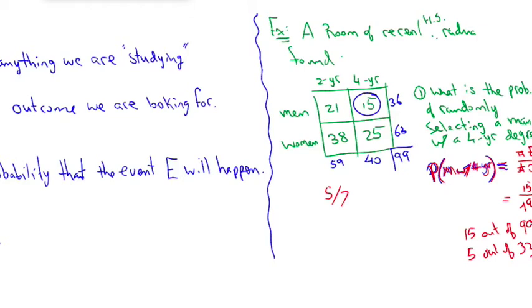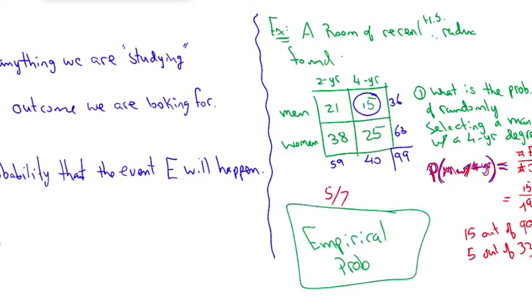This, by the way, I haven't cleared it yet. This is called empirical probability. When you have physical numbers involved, we call it empirical probability.